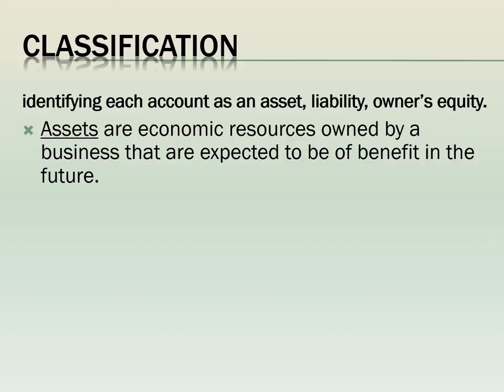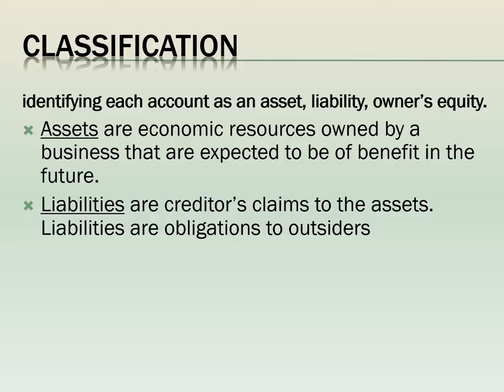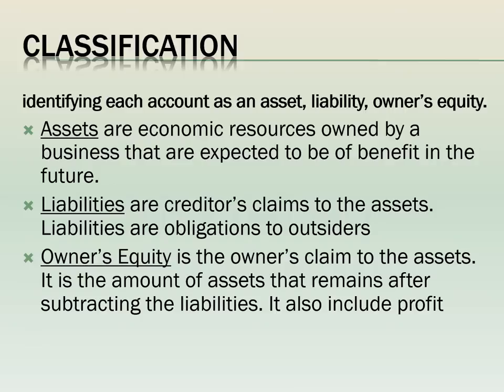And classification is where we need to identify each account as an asset, liability or owner's equity. So remember, an asset is something that the business owns, and we expect to have benefits from the asset in the future. And liabilities is what we owe to other people, and these other people have claims on our assets. And owner's equity is what we owe to the owners, and the owners can claim the assets after deducting the liabilities. And the owner's equity also includes profit made by the company.